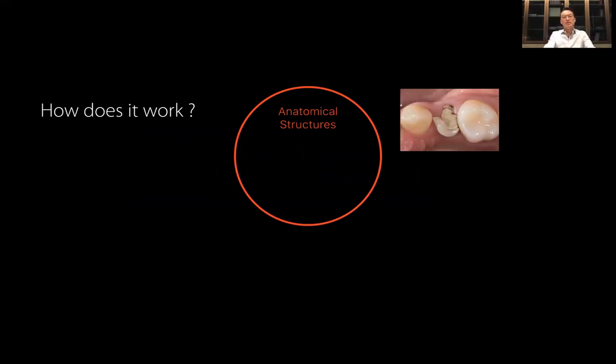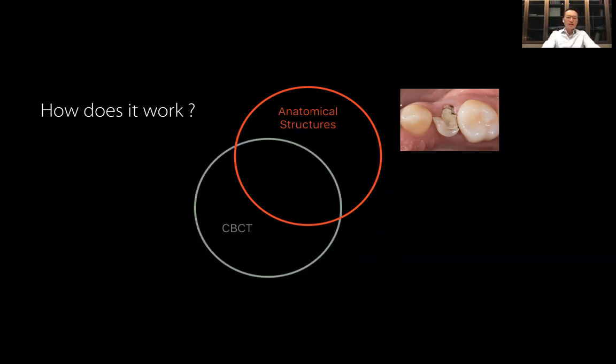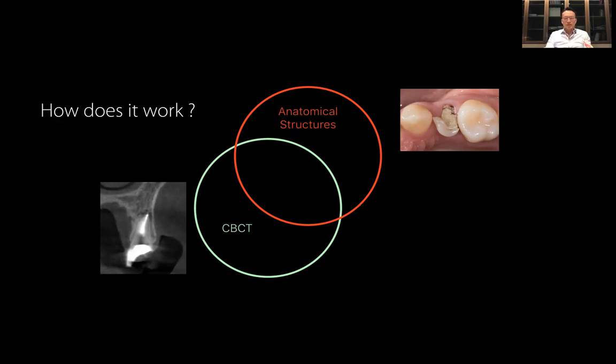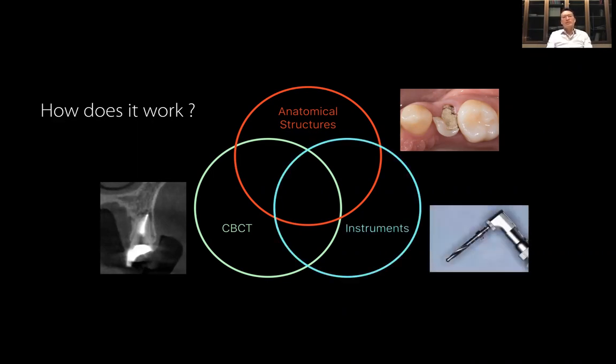Let me spend a few minutes talking about how the dynamic navigation system works, because this is really the part I find very fascinating, how the technology works. For it to work, we need to have 3 things working together. We need 3 pieces of information, or 3 elements, integrating together. The first thing is we need to know where the anatomical structure is physically in space. Then we need the CBCT scan image. And the third thing is we need to know where the instrument, or our implant drill, is in space. When we are able to put these 3 things together, then we can have a properly functioning dynamic navigation system.